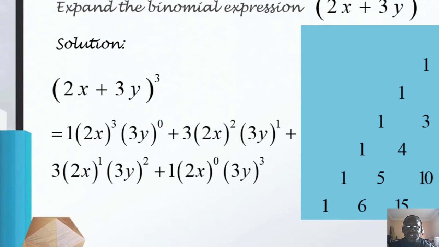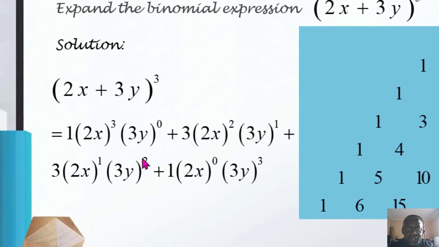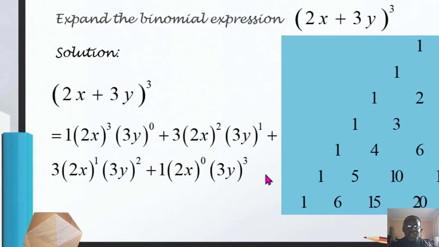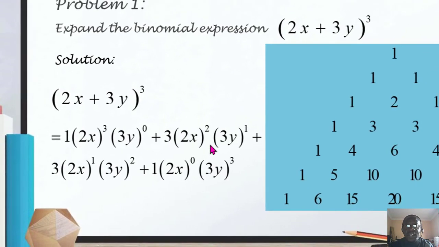And then all that we're going to do next is, the power on the first term will be reducing by 1. So if we reduce that 3 by 1, we get 2. We reduce by 1 again, we get 1. We reduce by 1, we get 0. And the power on 3y, which is the second term, will be increasing by 1, so from 0 to 1 to 2 to 3. It's as simple as that. Next, we're simply going to apply laws of indices to simplify the whole lot of that.